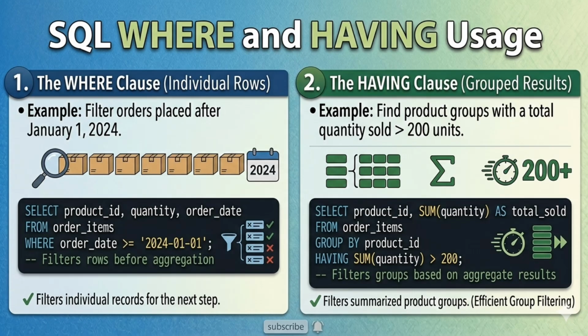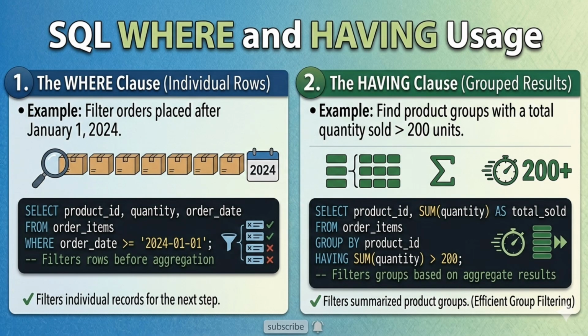In SQL, understanding the difference between where and having is very important when filtering data. Let's start with the where clause. The where clause filters individual rows before grouping happens. For example, if we want to retrieve orders placed after January 1st, 2024, we can write a query that filters rows using the order date condition. This step ensures that only the relevant records move forward for further processing.